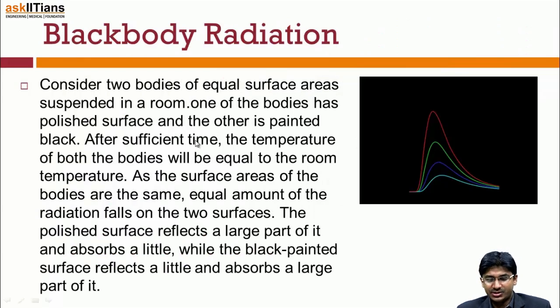Now, blackbody radiation. What exactly is this blackbody? Now, consider two bodies of equal surface areas suspended in a room. One of the bodies has a polished surface and the other is painted black. You have two bodies kept in a room. One is painted black and this is polished.